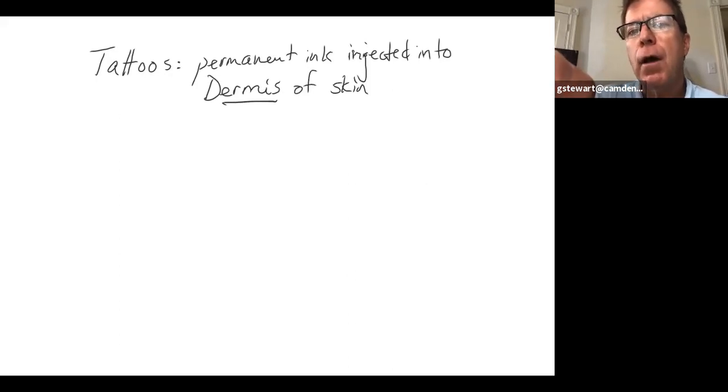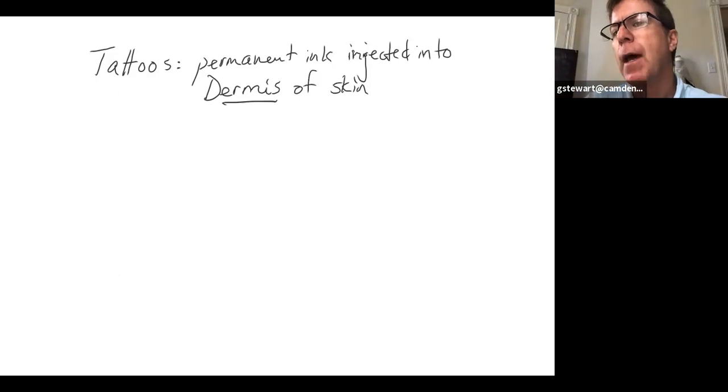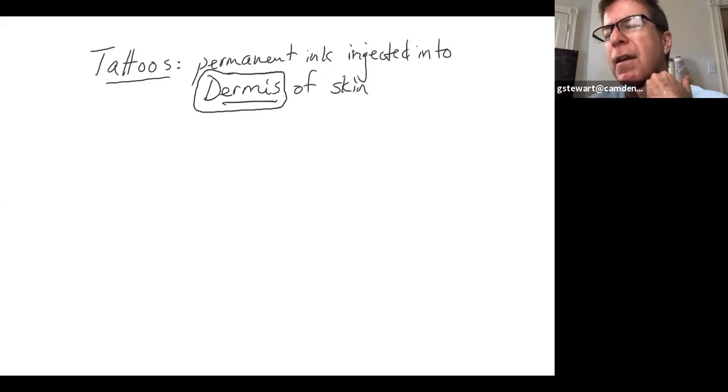Now, you know that we're constantly making new cells in the epidermis, and those cells are constantly being pushed to the surface, and we lose them. They slough off the surface of our body. In order for a tattoo to be permanent, the permanent ink has to be deposited into the dermal layers of the skin.